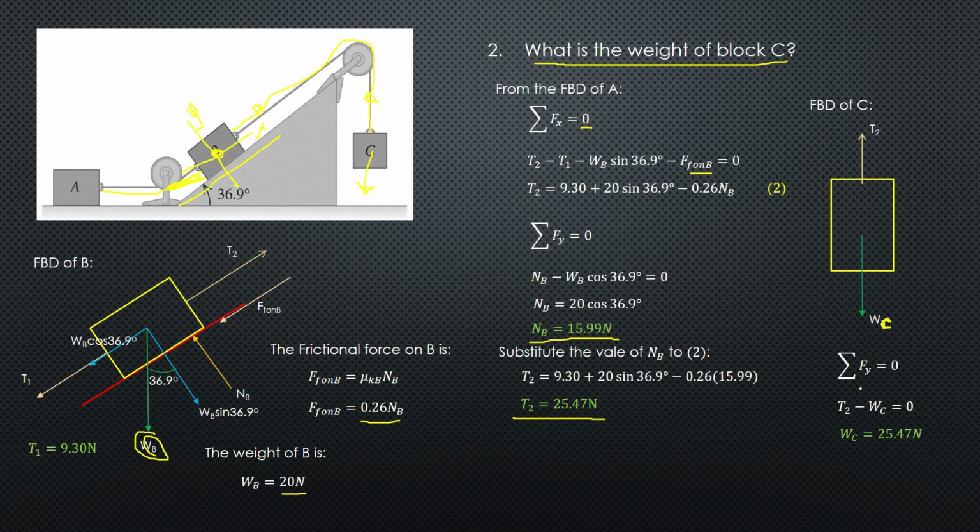Now T2 is given, right? T2 is 25.47, and that is minus weight of C equals 0. So this becomes positive WC. So WC, or weight of block C, will be equal to 25.47 newtons. Okay, so that will be the final answer for number 2 question.